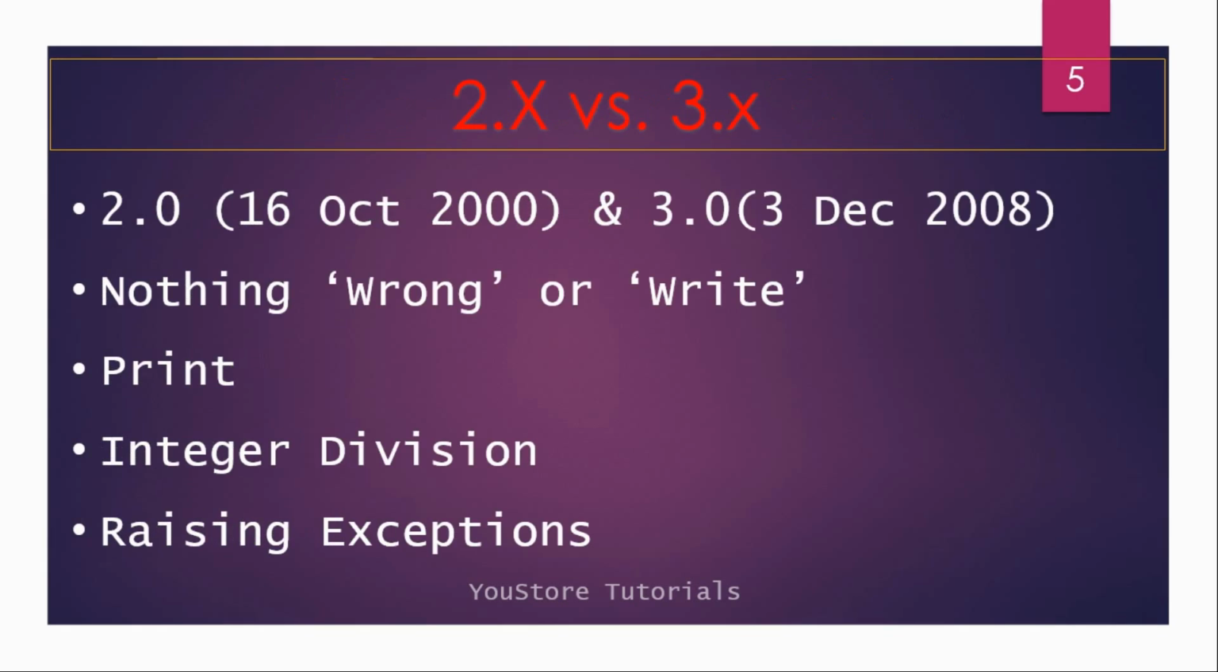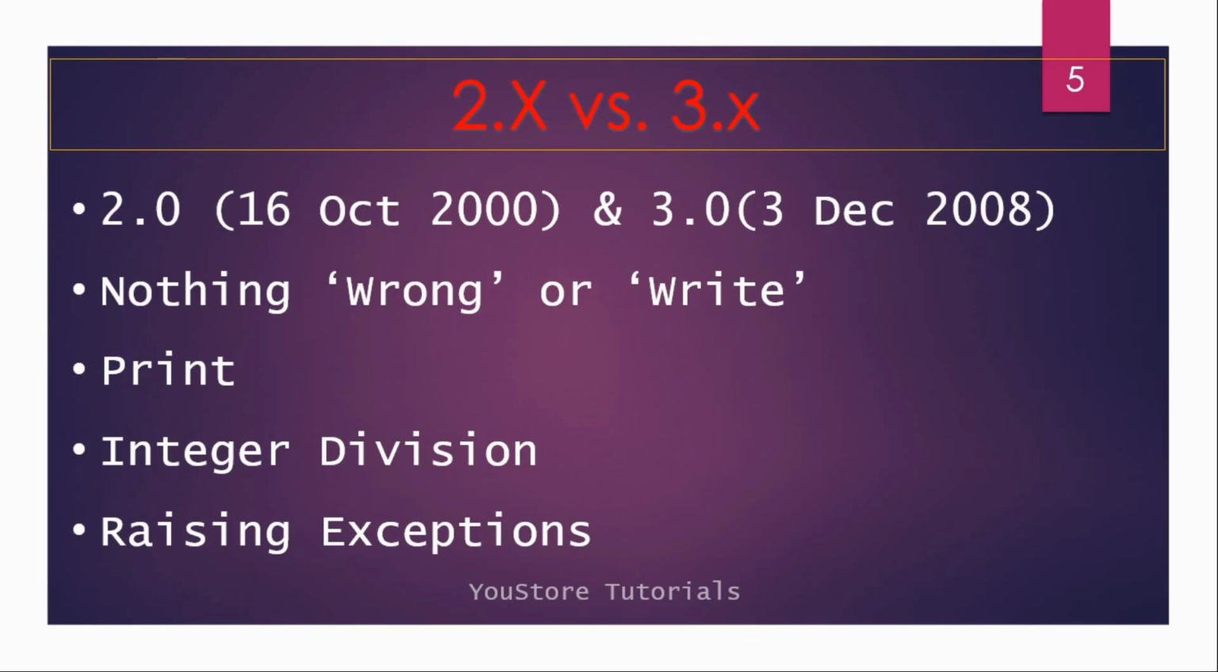The next point is 2.x and 3.x. Python comes under two series of versions, that is 2.x and 3.x. The 2.0 version was released on 16th of October 2000 and Python 3.0 was released on 3rd of December 2008. Please friends, don't confuse between which version to use or which version to install or work on, whether 2.x or 3.x. Friends, keep one thing in mind, there is nothing wrong or right.